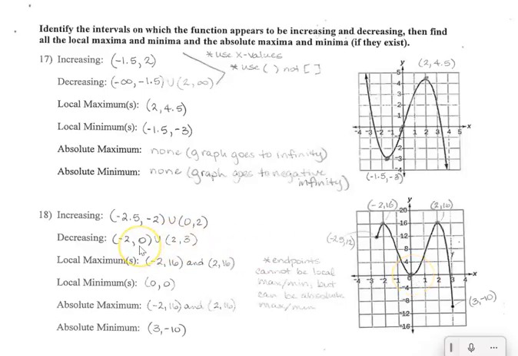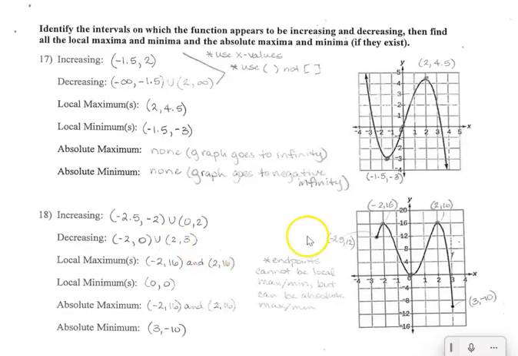So decreasing from negative 2 to 0. And then at 0, I start increasing again until I get to 2. So increasing from 0 to 2, and then decreasing again from 2 to 3. We just put this little union symbol in between when we have more than one piece to our answer.